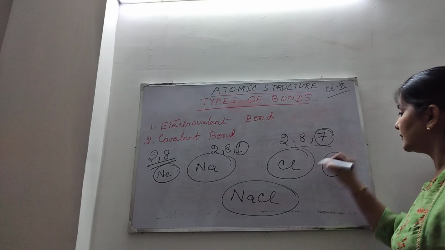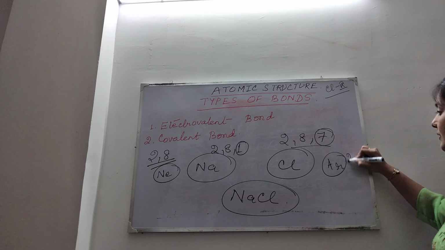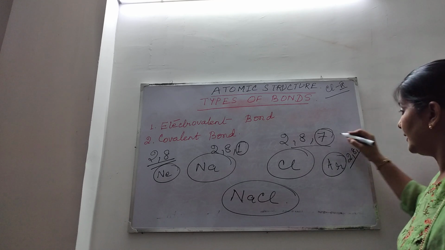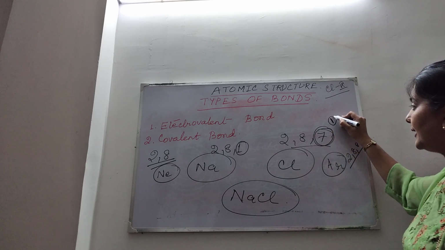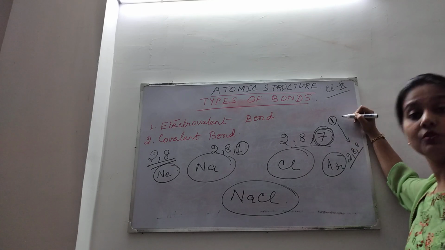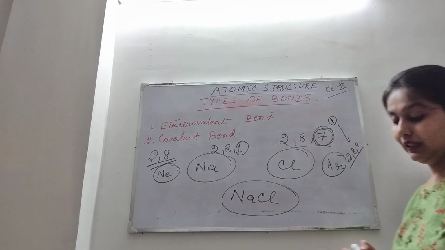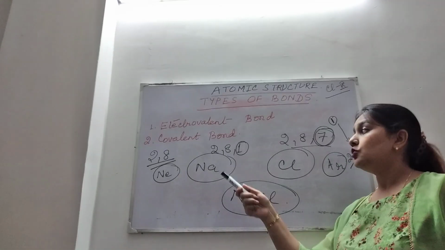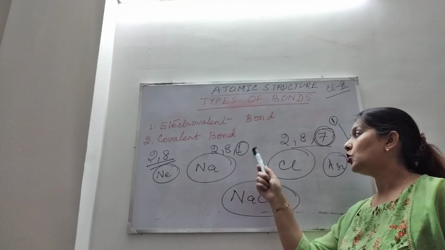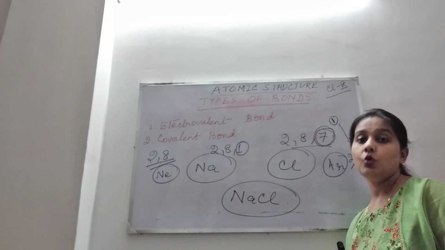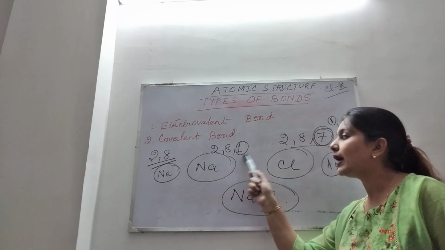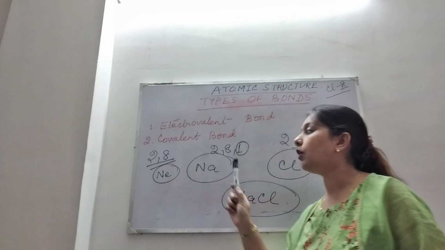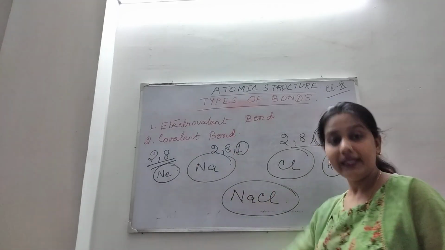Here it is, argon. Argon's electronic configuration is 2, 8, 8. That is why, if you remember, I said that chlorine has 1 electron less. That means if it attains 1 electron, it will become like argon and the structure will become stable. Similarly, sodium, if you remember, I said, has 1 electron more. So if sodium releases this 1 electron, it will attain the stable electronic configuration of neon, that is 2, 8.